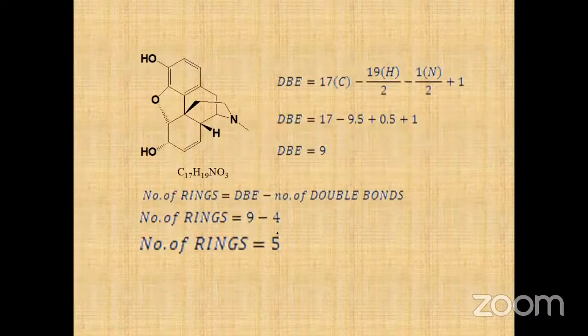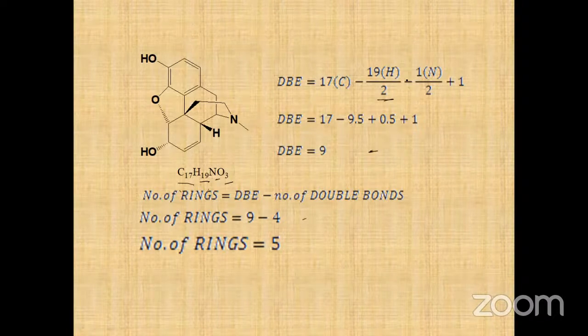Now, this is the example for determining the number of rings present. Okay, nature of the ring and number of rings present in it. Double bond equivalence is equal to how many? Here is the molecular formula: 17 carbons, 19 hydrogens, 1 nitrogen, and 3 oxygens. Number of carbons minus number of hydrogens by 2: 19 by 2 is 9.5, right? No halogens.